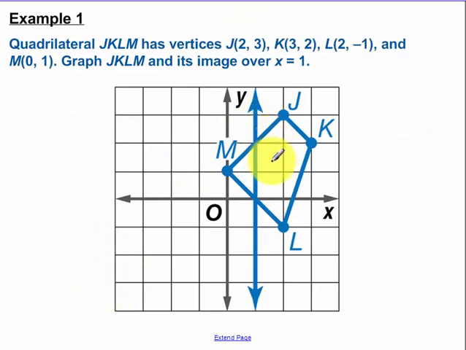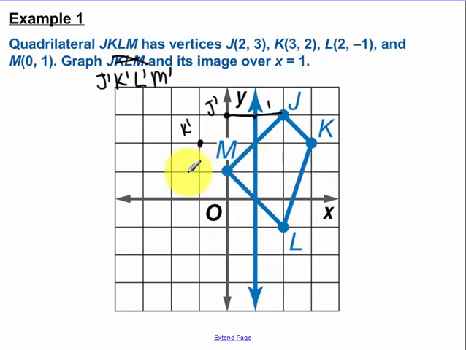Our first example, make sure you have this drawn in your notes. I'm going to be graphing J prime, K prime, L prime, and M prime across the line x equals 1. This J is 1 unit away. So I go 1 unit in the opposite direction, and this is my new J prime. K is 2 units away. K prime. M is 1 unit away. I go 1 unit in the opposite direction.